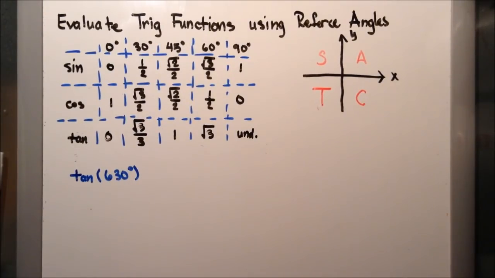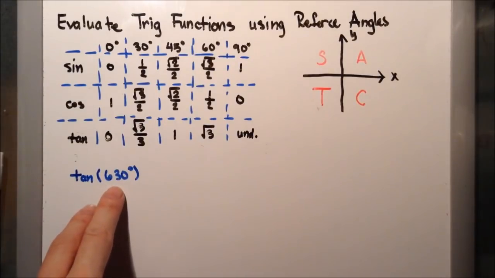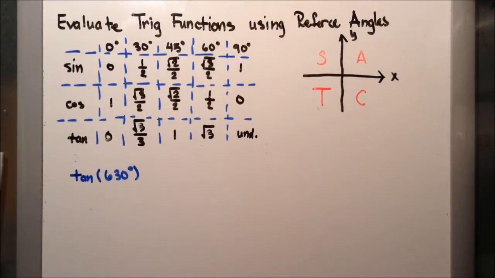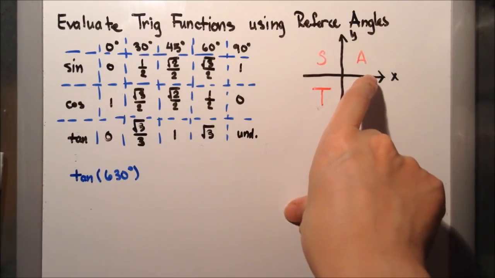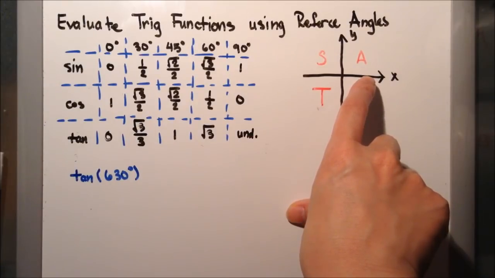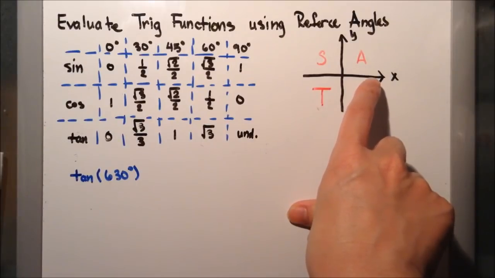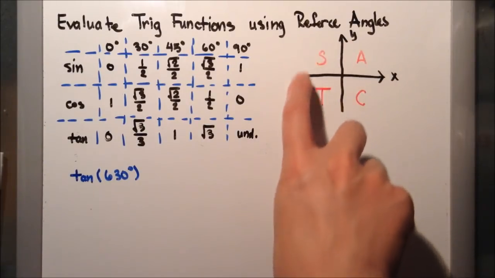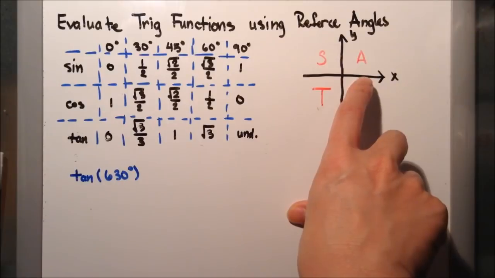Alright, example 3, we have tangent of 630 degrees. Now, what's different about this one is that our given angle is more than 360. So, how can we find our reference angle? Well, if we go back, if we do one full cycle, it's 360 degrees. So if I do another 360, I'm back to where I started.